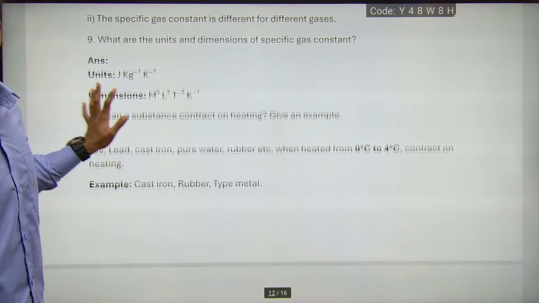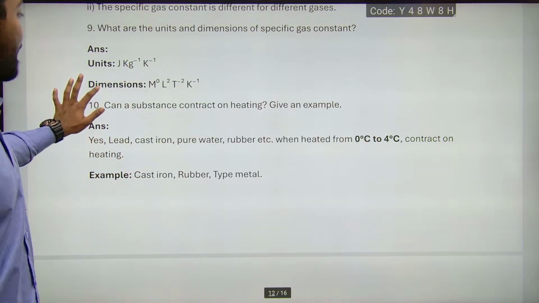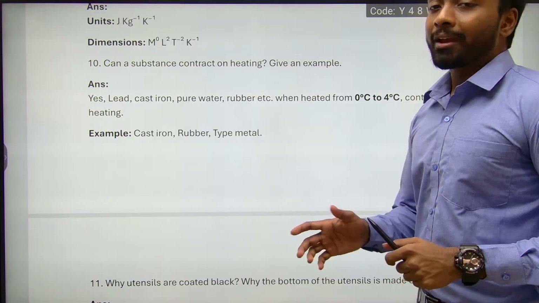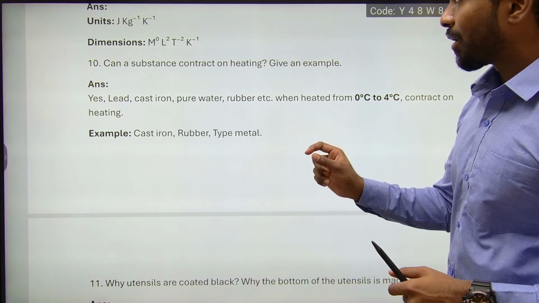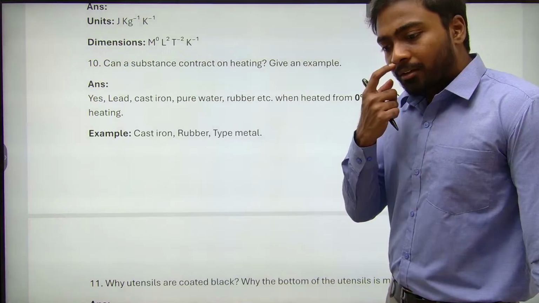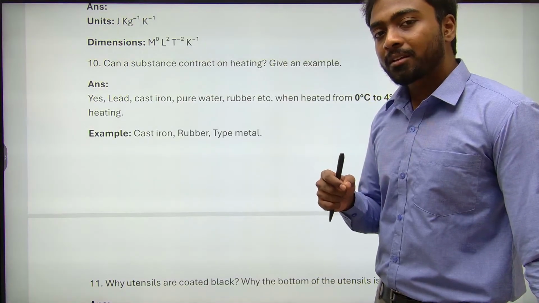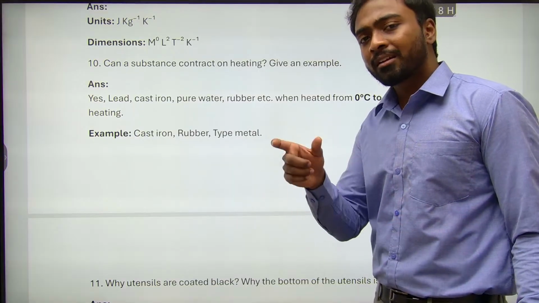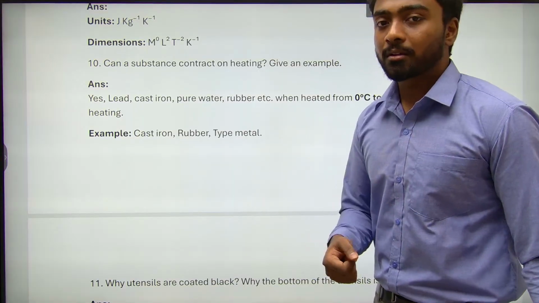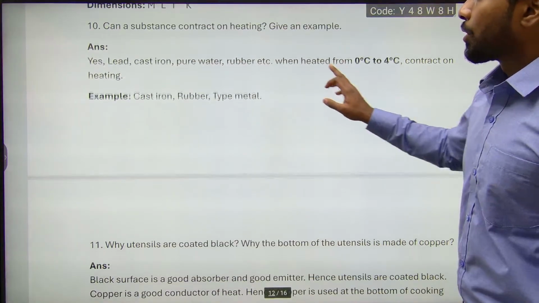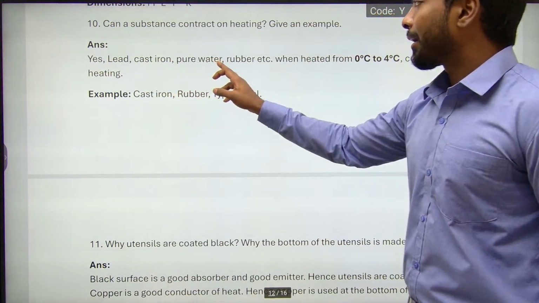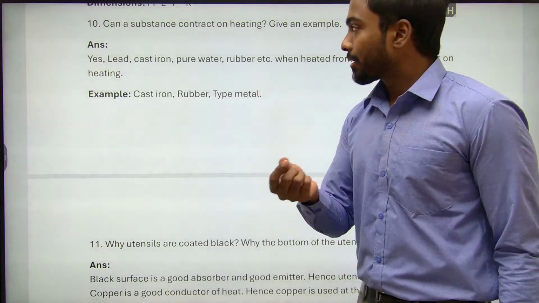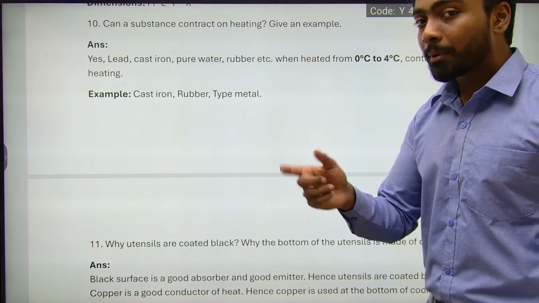Okay. So, can a substance contract on heating, and give an example? Sir, you have told that when a substance is heated, it expands. But when a substance is heated, it is contracting. So what is that substance? If you see lead, cast iron, pure water, rubber, etc. Yes, we have seen rubber, right? When we heat it up, it contracts.